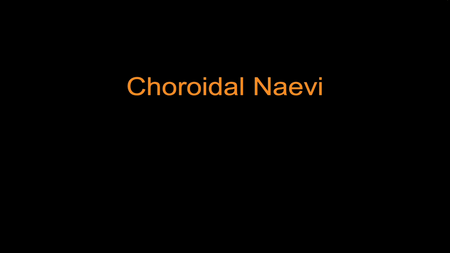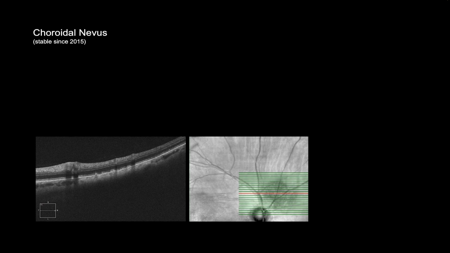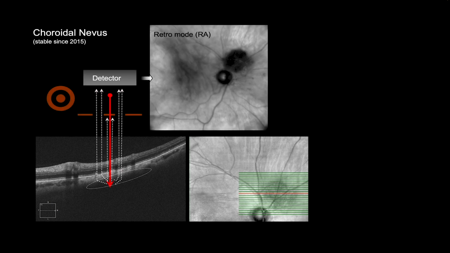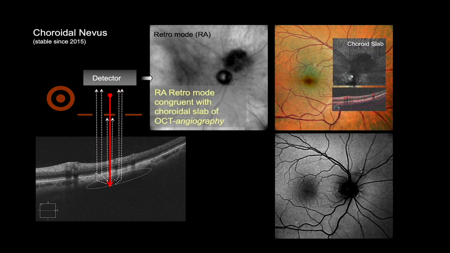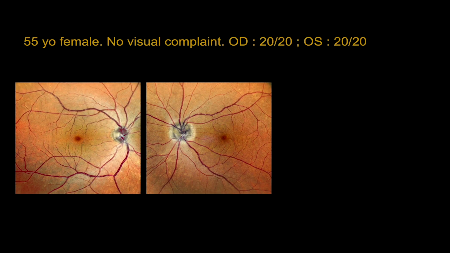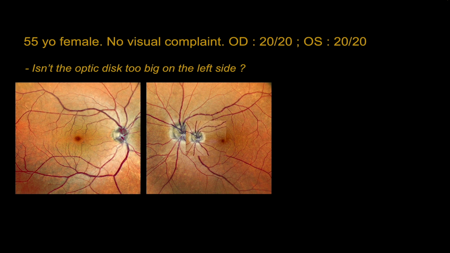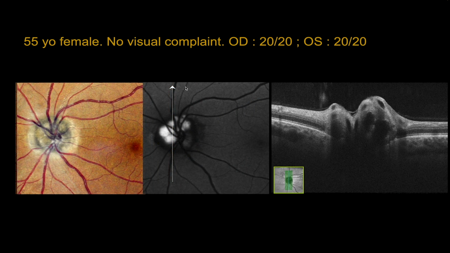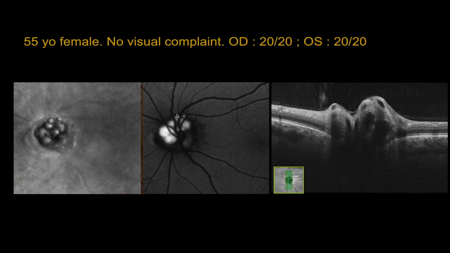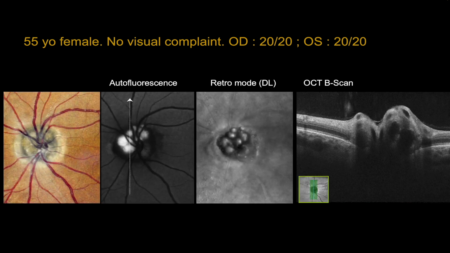We'll finish this presentation with choroidal nevus. This patient has had a choroidal nevus for almost a decade. And you see here how the ring aperture retro mode shows the limits of the pigmented lesion. Interestingly, the size of the nevus here is congruent with what we measure on the choroidal slab of OCT angiography. This 50-year-old patient has no visual complaint. She's just referred because of a big optic nerve on the left side. Of course, it's just optic disc drusen with a spectacular image on the retro mode here.